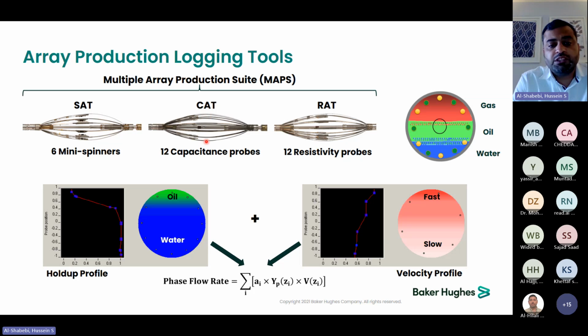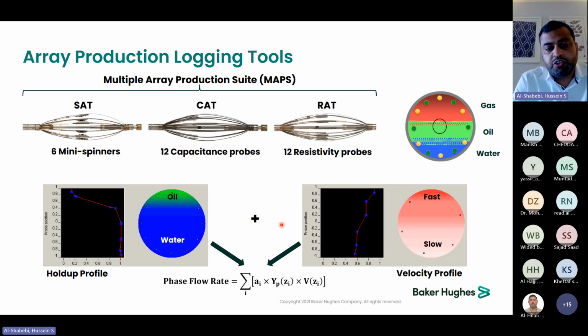We are having 12 sensors that can differentiate between oil, water, and gas. And the third tool is a RAT, resistance array tool, that can differentiate between hydrocarbon and water. And we are having 12 sensors as well. So basically, as you can see, these sensors are distributed at the circumference of the well.